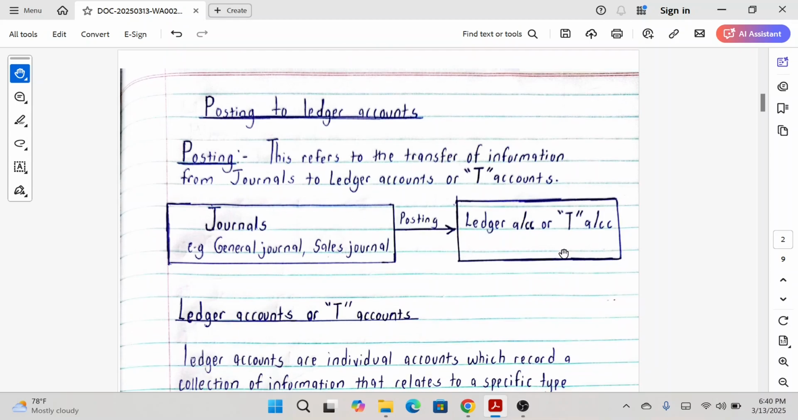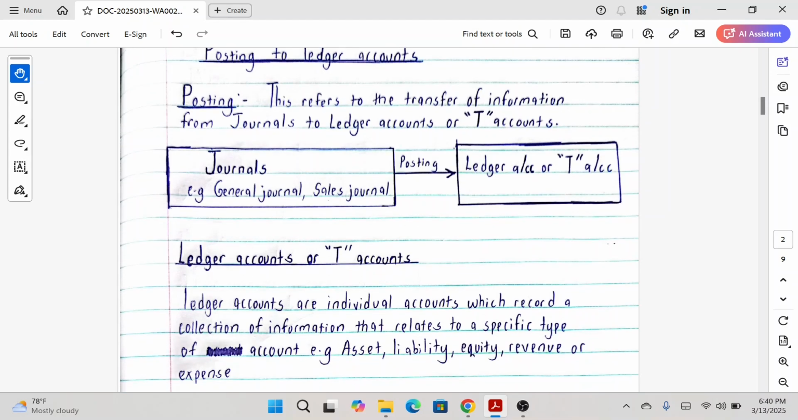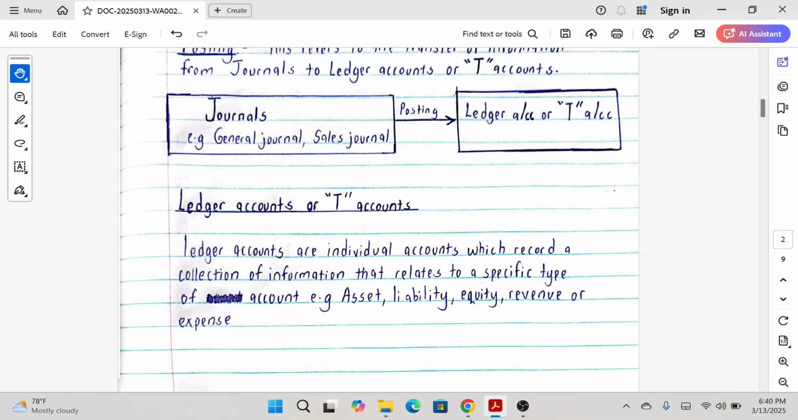I can also briefly define what a ledger account, or a T account, is. Ledger accounts are individual accounts which record a collection of information that relates to a specific type of account. This can be an asset, liability, equity, revenue, or expense.